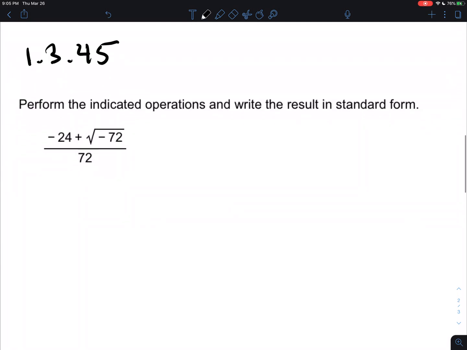We have the following question that comes in from College Algebra. This comes from section 1.3, question 45 from the back of that section. This question says to perform the indicated operation and write the results in standard form. Okay, so this is about complex numbers. All right, so let's do it.